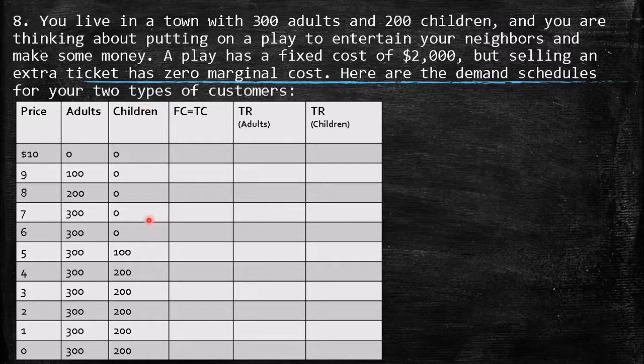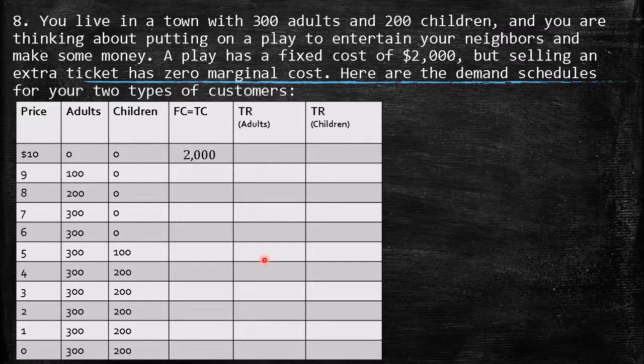It's something similar for the children, with the only difference that they start to consume from a price of 5. This is associated with the fact that, as we often assume, these two groups have different willingness to pay, which is more associated with available income. The adults have more available income, and children maybe don't want to pay too much for that play. Again, it doesn't go above 200, because there are no more than 200 children in that town.